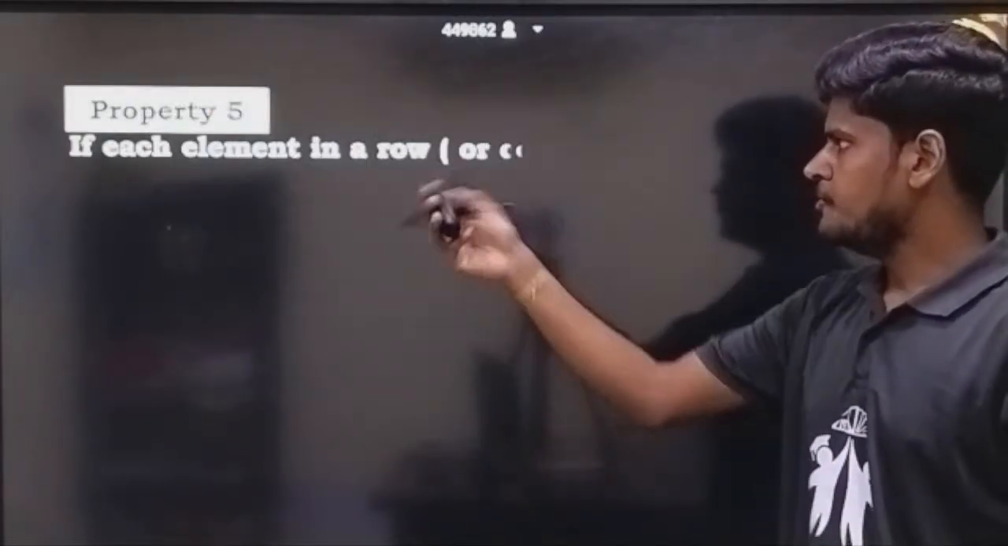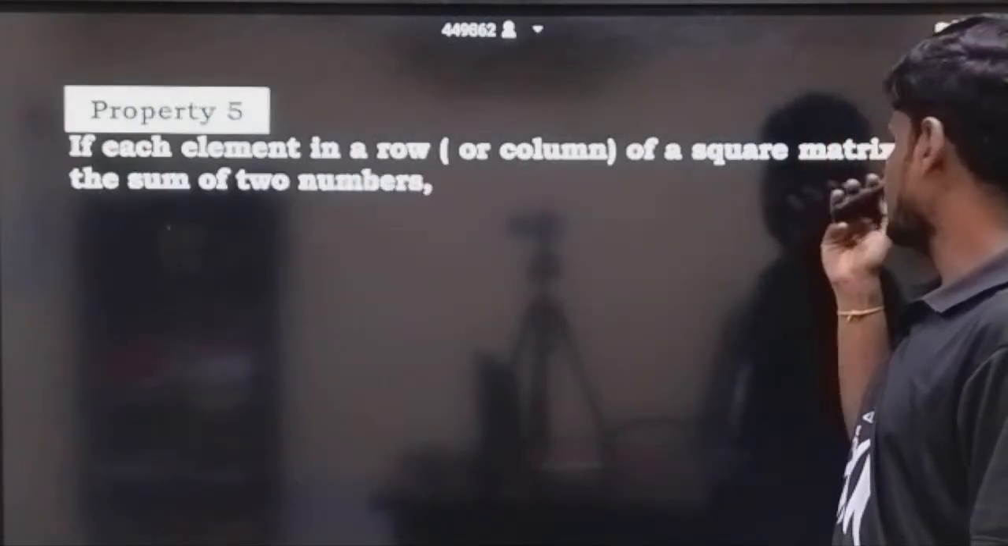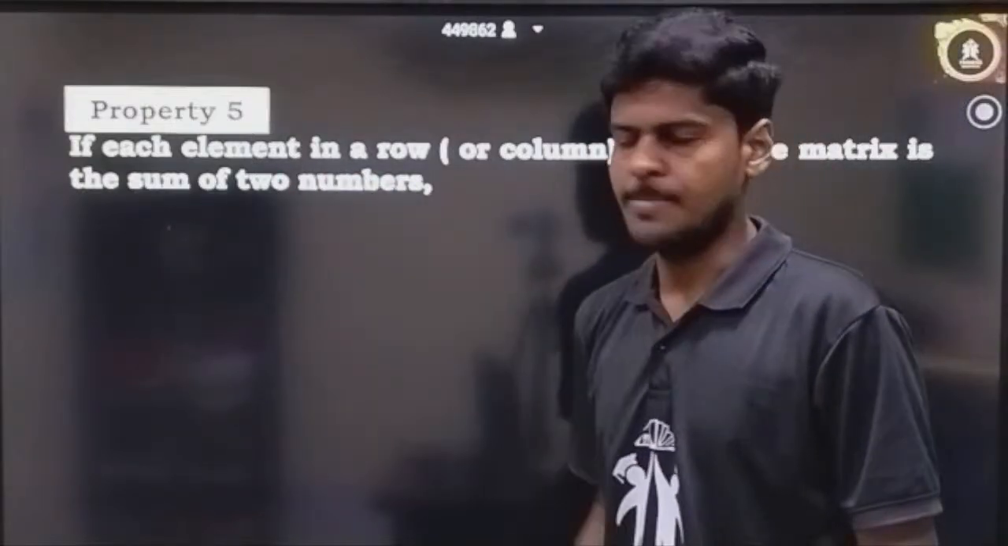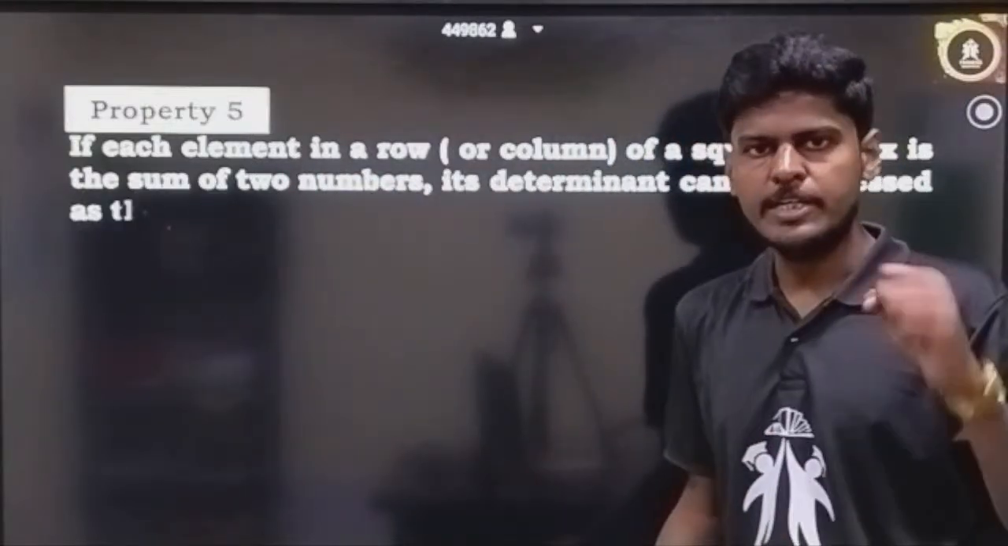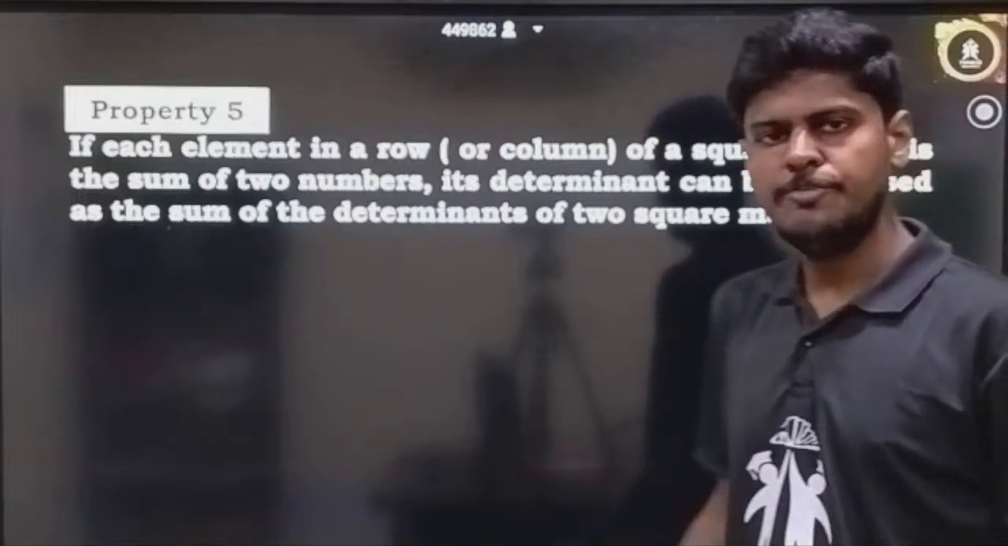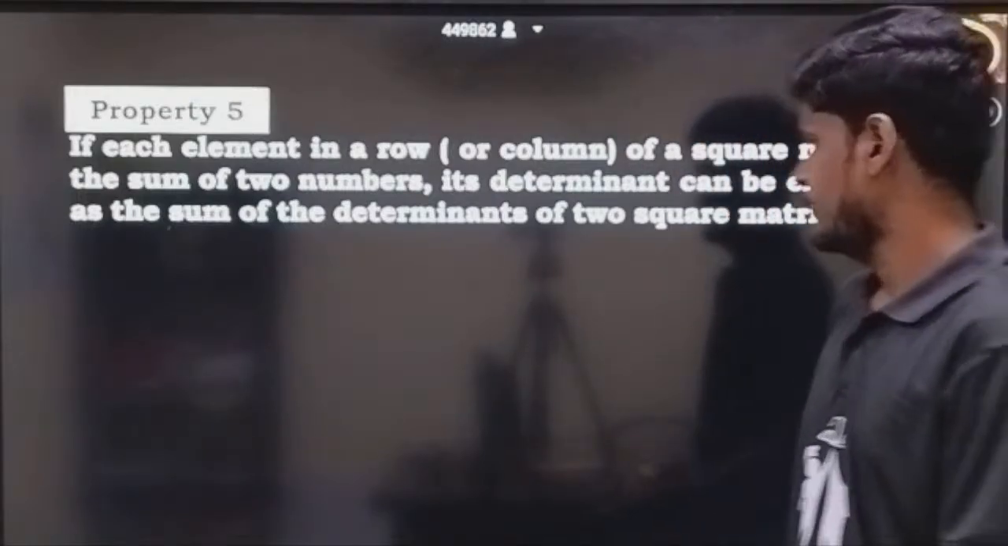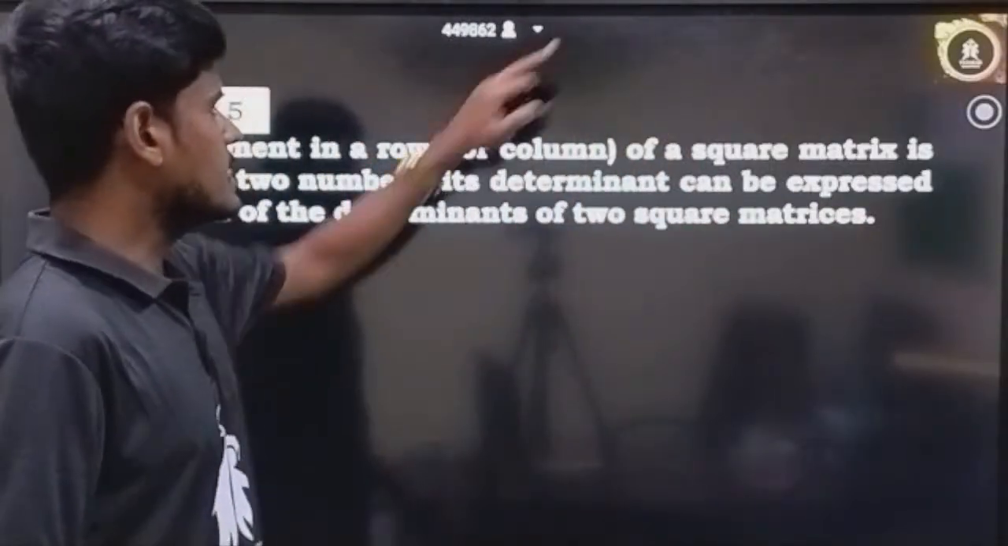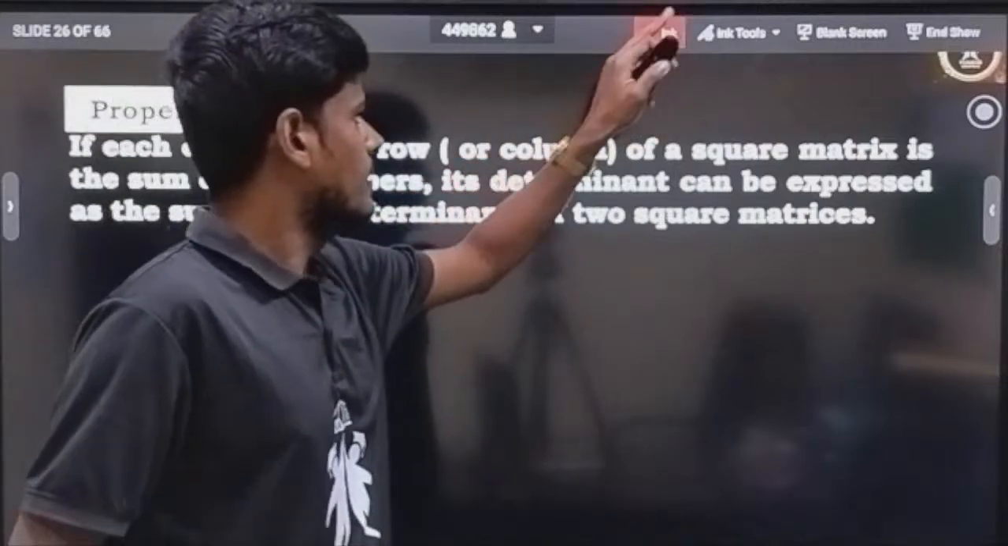The next property is, if each element of a row or column of a square matrix is the sum of two numbers, then the value of the determinant can be written as the sum of two determinants. We will discuss this property with an example.